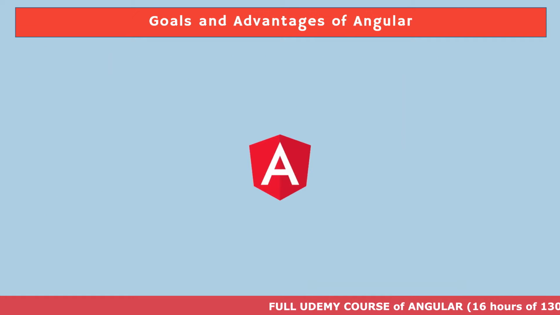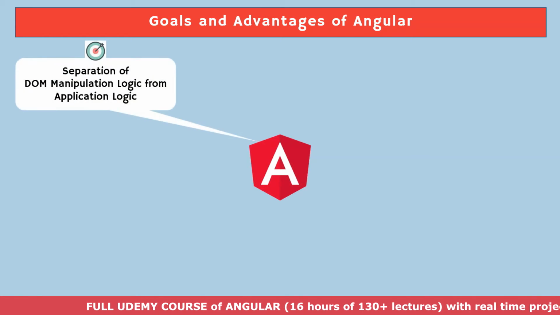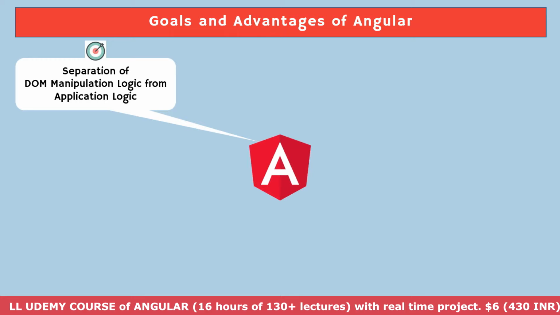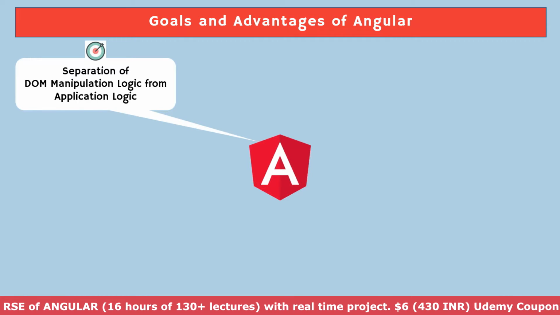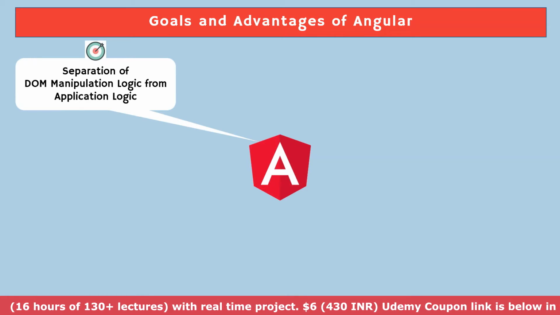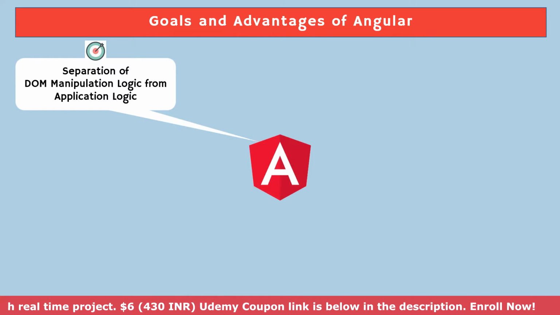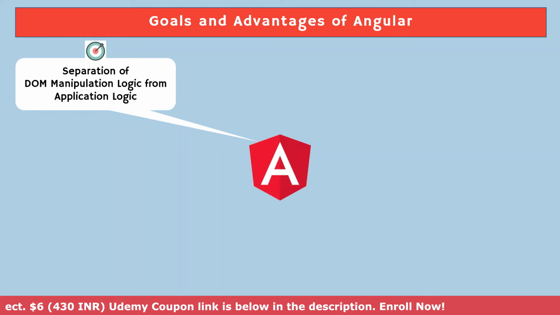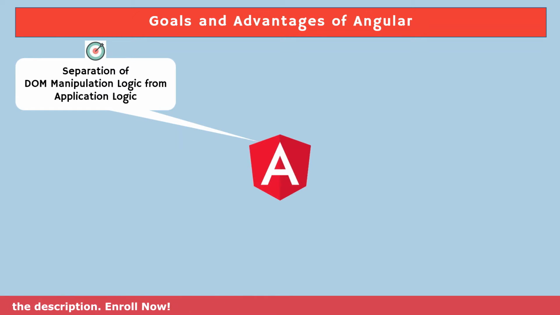What are the goals and advantages of Angular? First one is separation of DOM manipulation logic from application logic. DOM stands for Document Object Model. It is the tree structure of HTML elements created in the page. In typical applications developed using plain JavaScript or jQuery, you need to write manual code to update the HTML elements in the page, such as adding, removing rows in the grid, making calculations, and updating the text box values based on the user-entered values, etc.